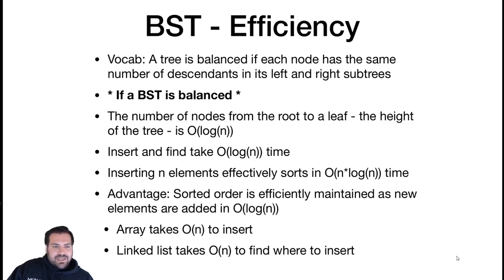What about space complexity? It's O of n. We don't have any wasted space here. Tree versus linked list, it's the same, asymptotically anyway, the same space complexity.